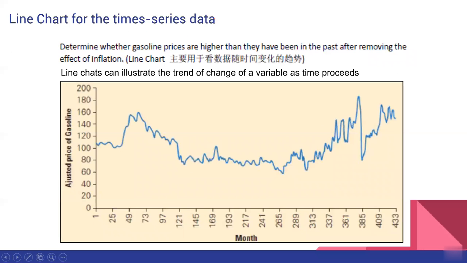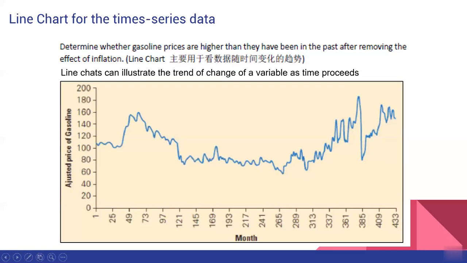Okay, another example of line chart is here. Again, the horizontal axis represents months. Vertical axis represents adjusted price of gas. So line charts can illustrate the trend of change of a variable as time proceeds. Understand? If you want to illustrate the trend of change of a variable as time proceeds, you can consider using a line chart.